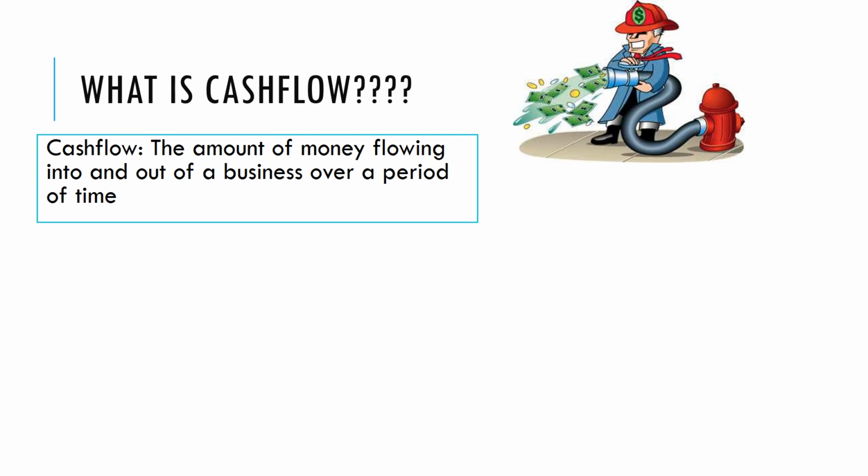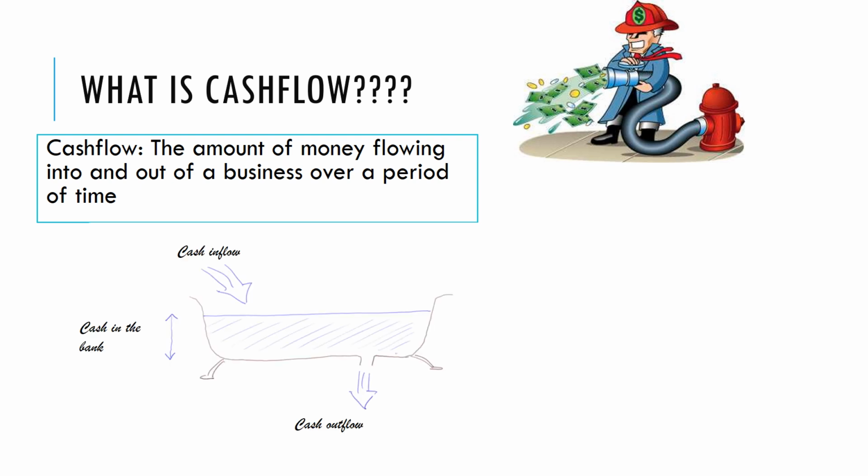Cash flow is the amount of money flowing into and out of business over a period of time, and that's an important definition you should take down in your notes. A good way to think about this is it's a bit like a bathtub, in that cash inflow is like the money flowing or the water flowing into the bathtub, and cash outflow is like the money flowing out of the business or water going down the plug hole. And if you think about it, the level of the water in the bathtub is similar to how much cash the business has in the bank.